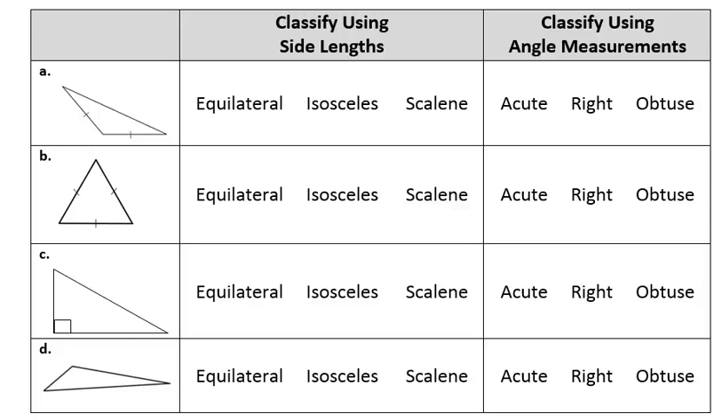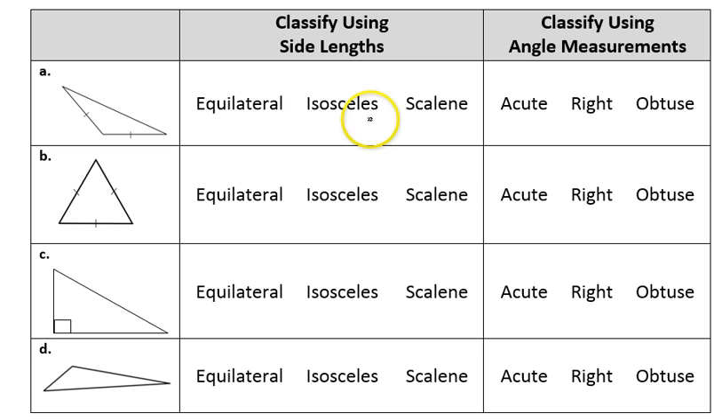This tutorial is for 4th grade, Module 4, Lesson 13. In this lesson, we're going to classify triangles by looking at the lengths of their sides and the measurement of their angles. In my chart, I have a triangle, and I first need to classify it by looking at the side lengths.